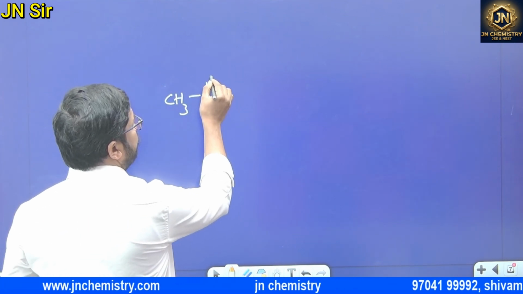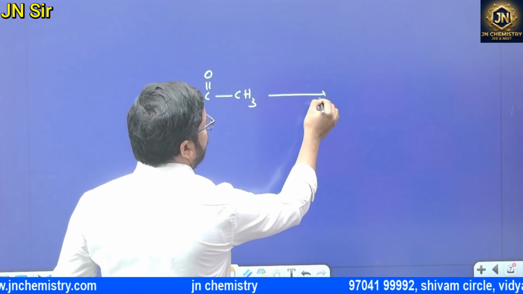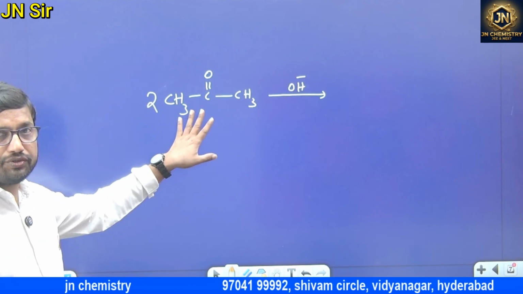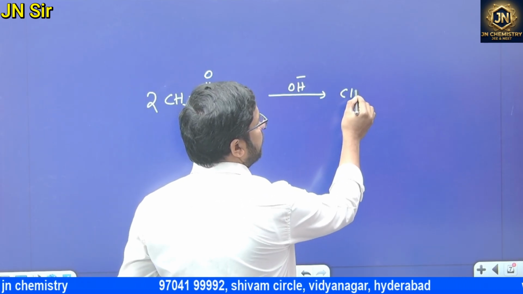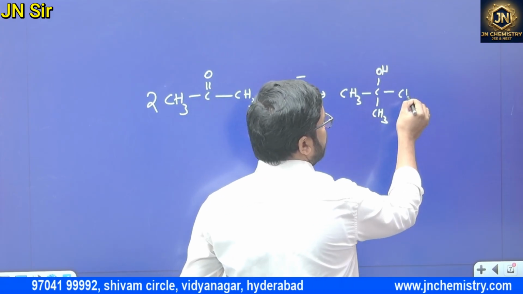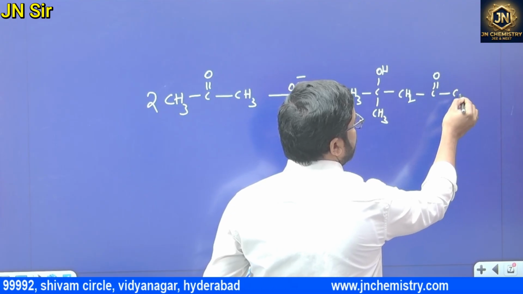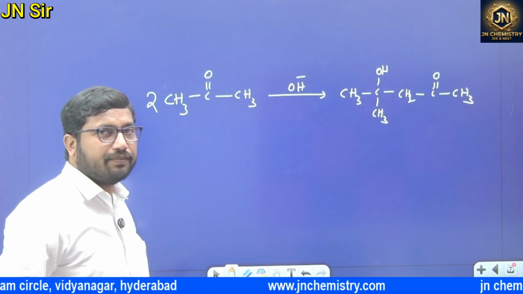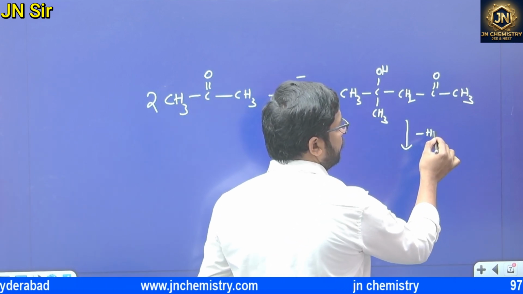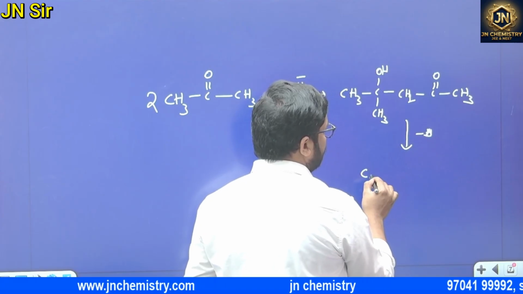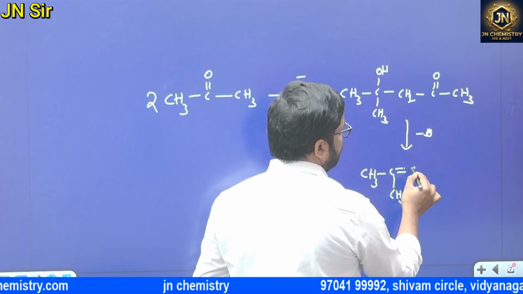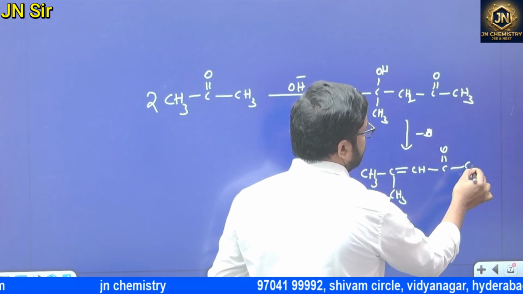CH3, C double bond O, H, OH minus. Right now, I'm just taking 2 moles. Directly I'm writing the product CH3, COH, CH3, CH2, C double bond O. The mechanism is the same. The first step, what we need to do? After removing the water molecule by heating, the water molecule goes out. CH3, CH double bond CH, C double bond O, H.